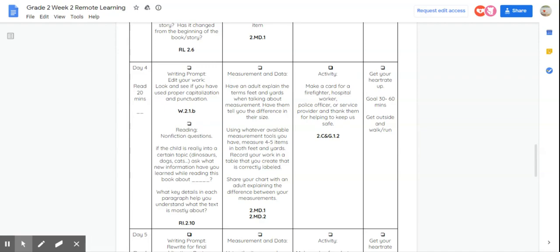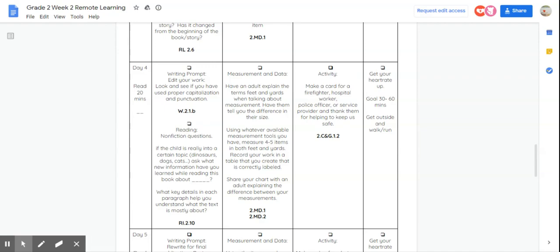For reading, these are the nonfiction questions if you're reading in a nonfiction book. If the child is really into a certain topic, dinosaurs, dogs, or cats, ask what information have you learned while reading this book about whatever you're reading about. So if you're reading a book about dinosaurs, ask the child what they've learned about dinosaurs since reading the book. What key details in each paragraph help you understand what the text is mostly about? So as you look in each paragraph and read that paragraph, look back for some key information points that help you understand what you're reading about.